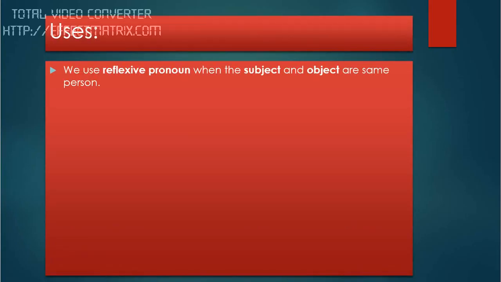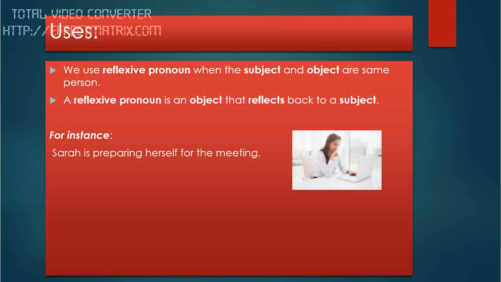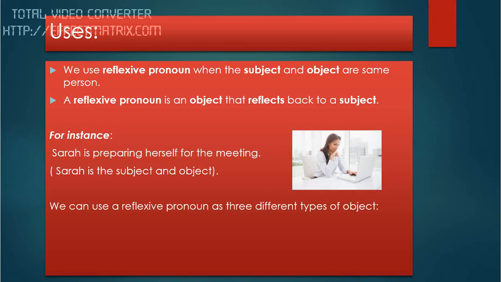So we use a reflexive pronoun when the subject and object are the same person. A reflexive pronoun is an object that reflects back to a subject. So it is an object of a sentence and it reflects back to a subject. For instance, Sarah is preparing herself for the meeting. Here, Sarah is the subject of the sentence and Sarah is also the object of the sentence.